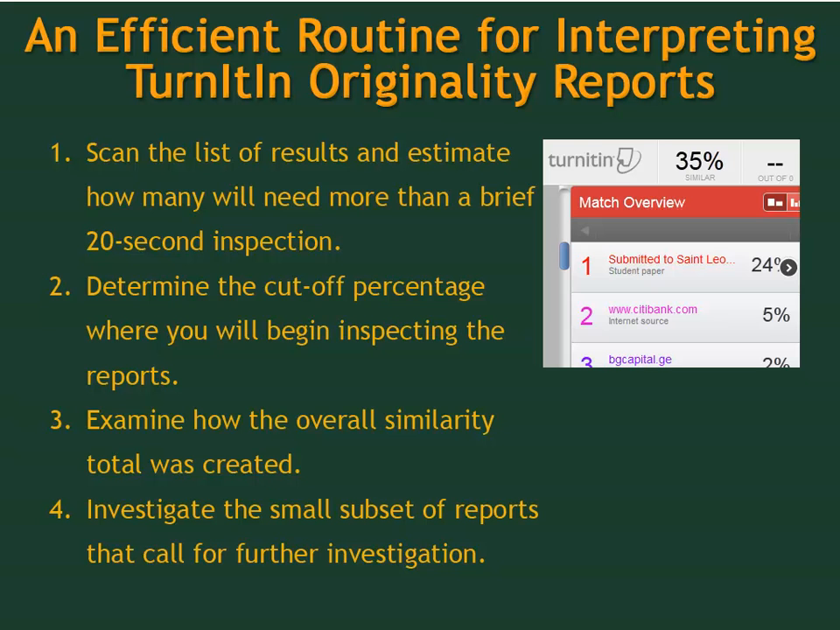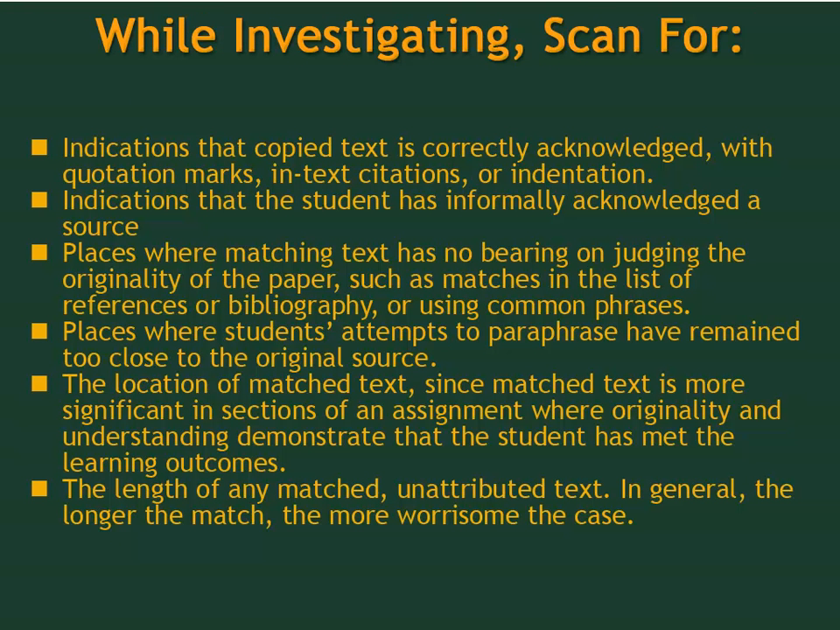Step 4. Identify and investigate the subset of reports that call for further investigation, allocating roughly 5 minutes for each. Remember that you are assembling feedback for the student about their usage of sources and perhaps referring them for further help. When looking at the detailed report, scroll through the matches by clicking on them in the sidebar. While scanning, look for things like indications that copied text is correctly acknowledged with quotation marks, in-text citations, or indentation. Indications that the student has informally acknowledged a source.